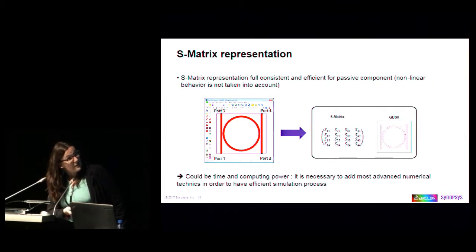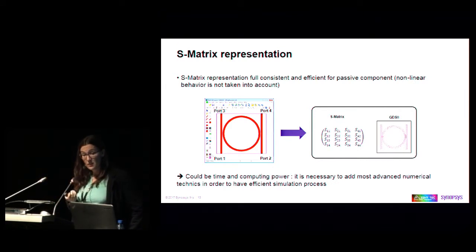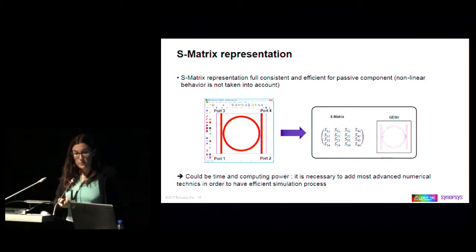The S matrix is efficient and fully consistent to describe the behavior of a passive component, and only passive components. I will also mention one limitation for the moment, just in case: the nonlinearity of the component is not taken into account. That's something we have to keep in mind in this S matrix approach.